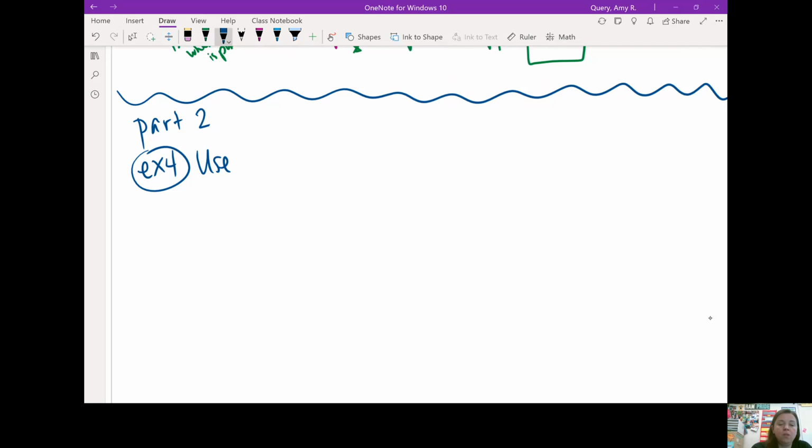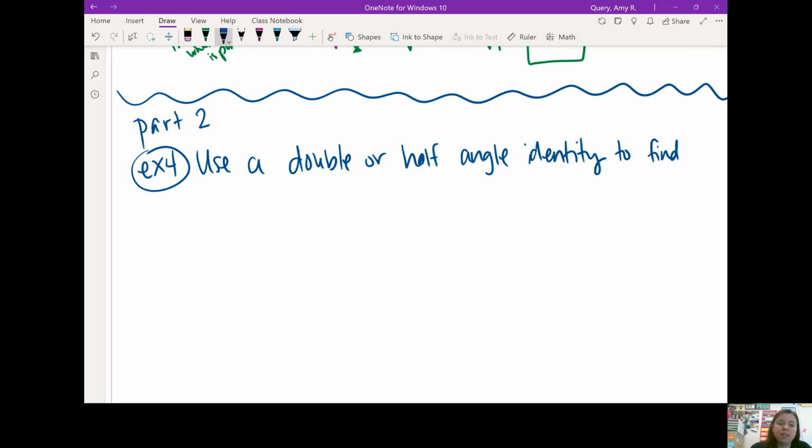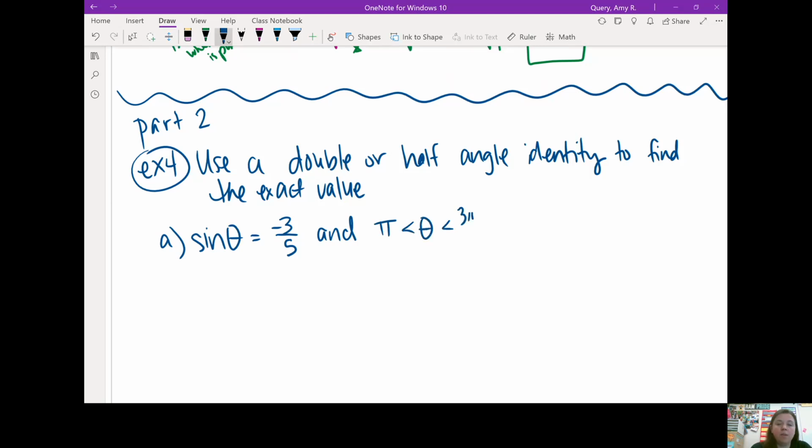It says use a double or half angle identity to find the exact value. Problem A. The sine of theta equals -3/5 and pi is less than theta is less than 3 pi over 2. Find the tangent of 2 theta.